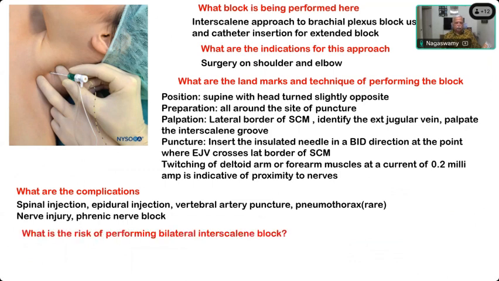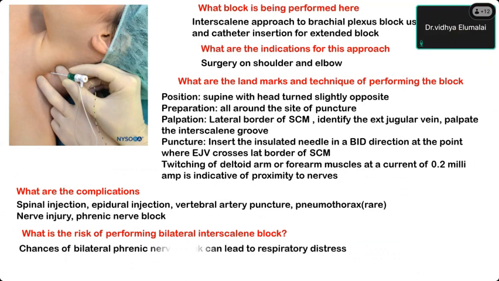These are the complications. What is the risk of performing a bilateral interscalene block? Diaphragmatic palsy. Phrenic nerve palsy, due to respiratory distress.